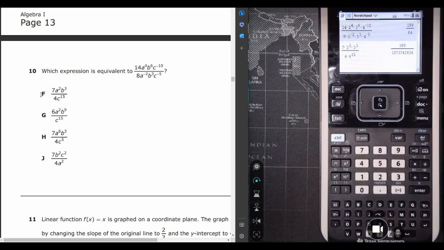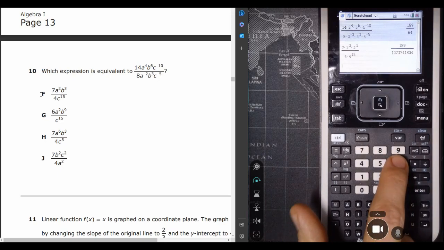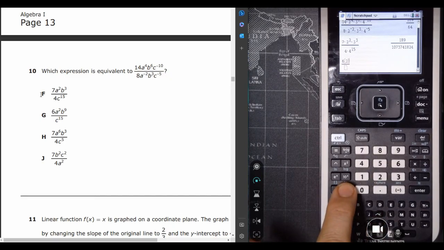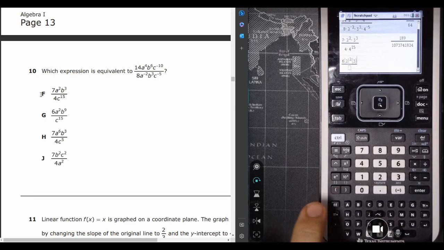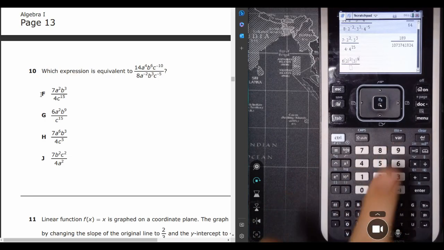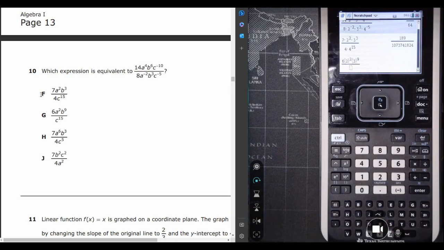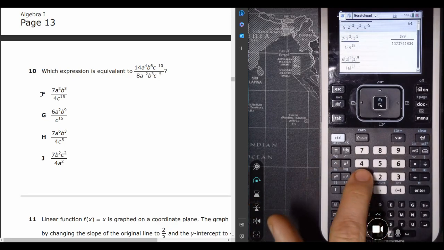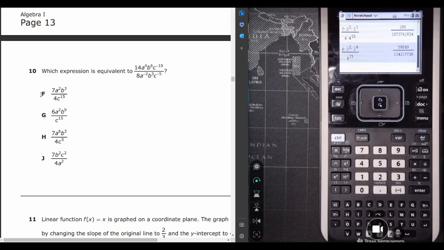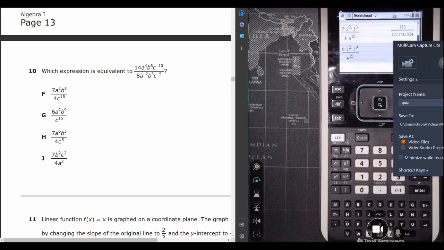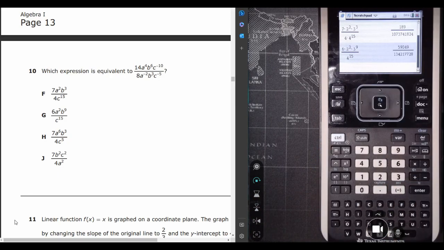So let's check G now. Once again, I'm going to put my fraction bar, and then I'll do 6, 2 for A, and that's squared. Then I have B, so that's 3, to the power of 9. Then I'll go to my denominator, and I have C, which is going to be 4, to the power of 15. Okay, so that one doesn't match either. We'll just continue this process and try the next one. Alright, and now we'll try H.